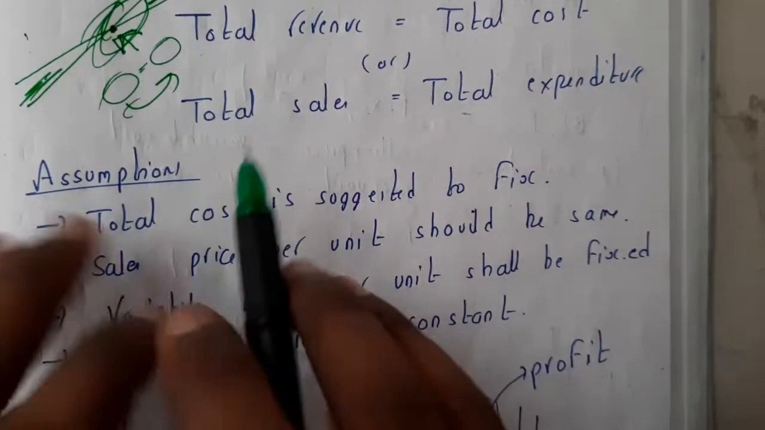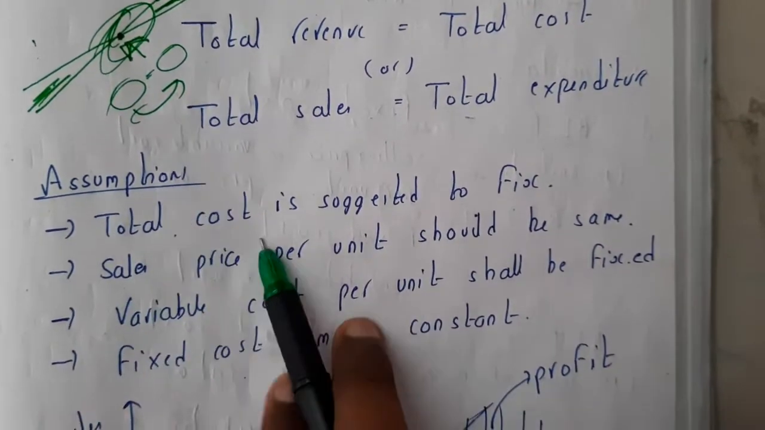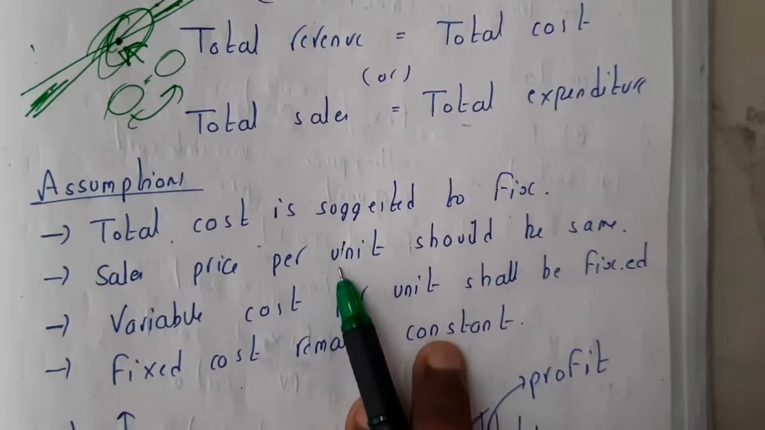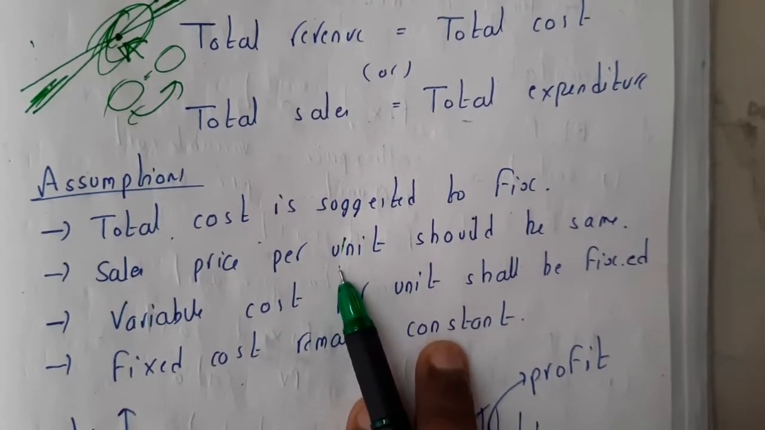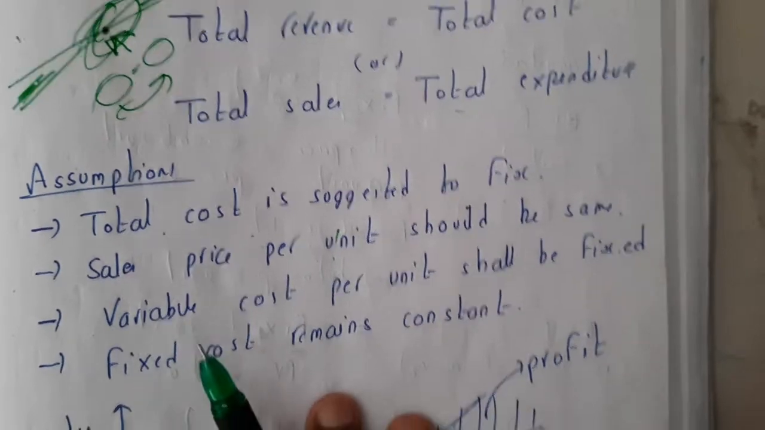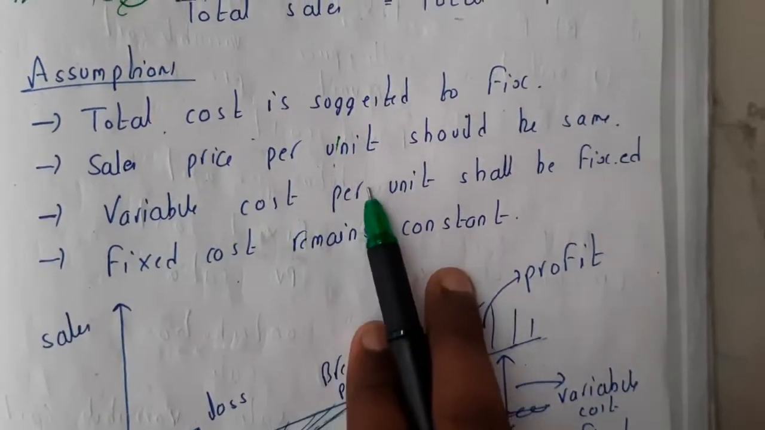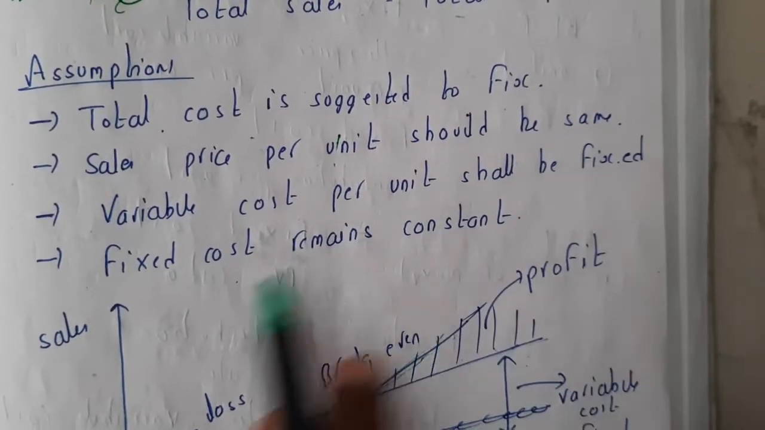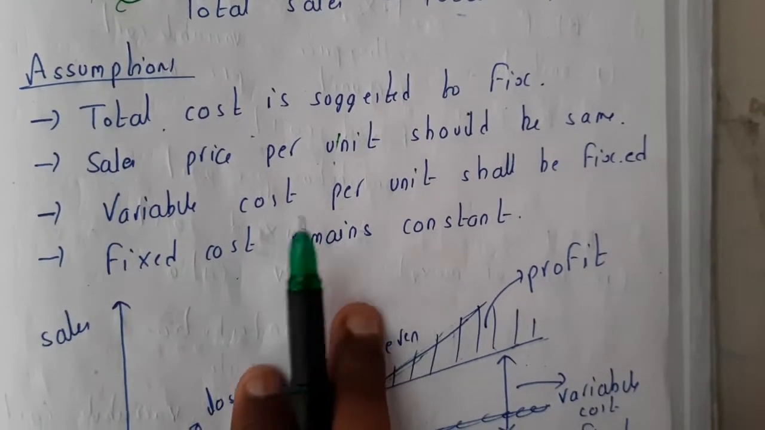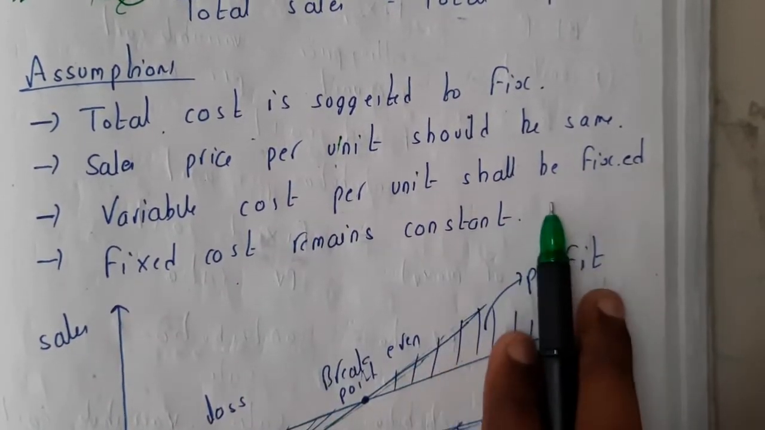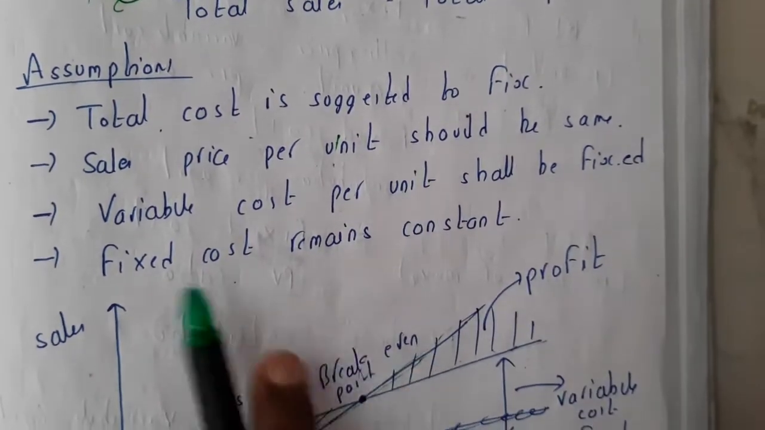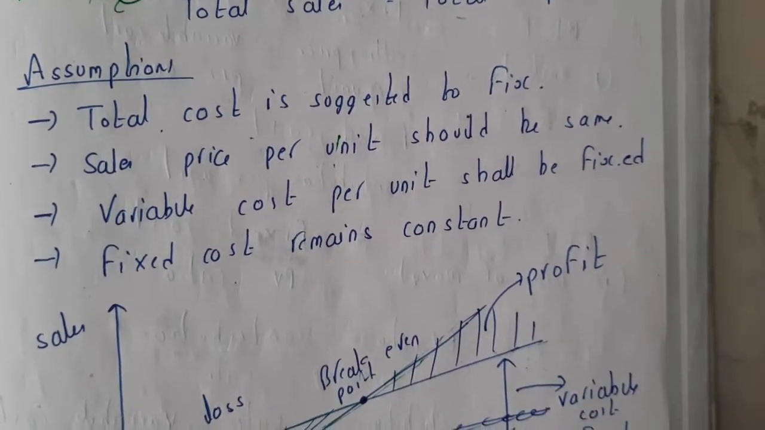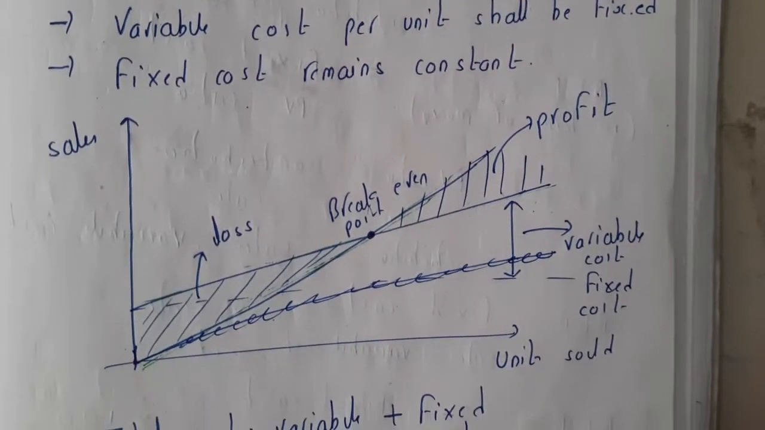Now the assumptions. Here also we have some assumptions. Total cost is assumed to be fixed. The cost of the particular product which you are checking should be fixed; it should not vary. Sales price per unit should also be the same. Variable cost per unit shall be fixed, even if there is any chance of variable costs, and fixed cost should remain constant. So the graph will be in this way, you should just draw it.